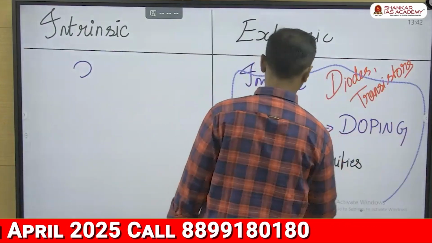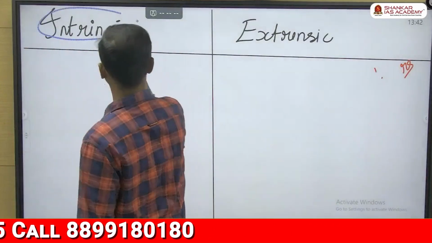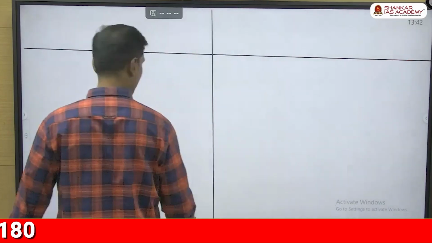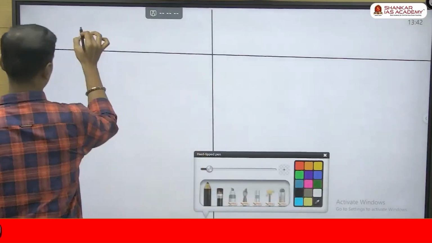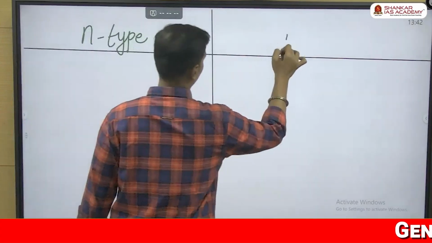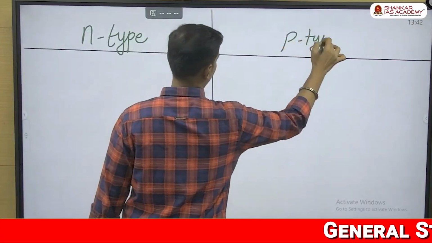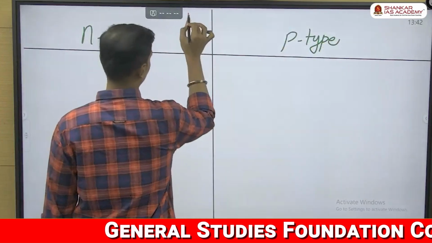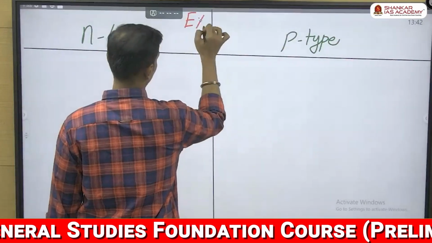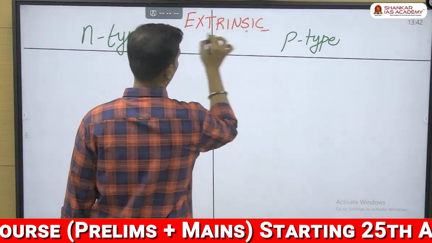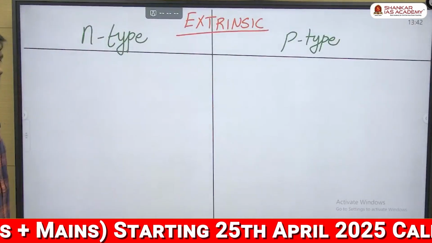Next, in extrinsic semiconductor, you have two types of semiconductors, that is N-type and P-type. Both of them fall under extrinsic.